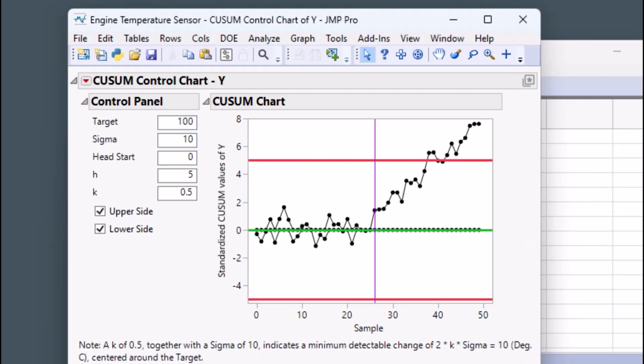The upper half of the CUSUM chart indicates an upward shift in the process mean, beginning at row 27.